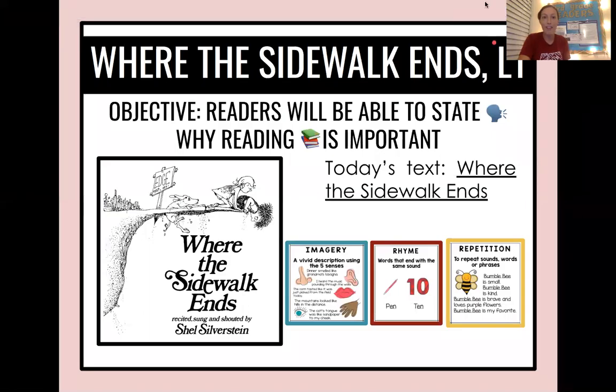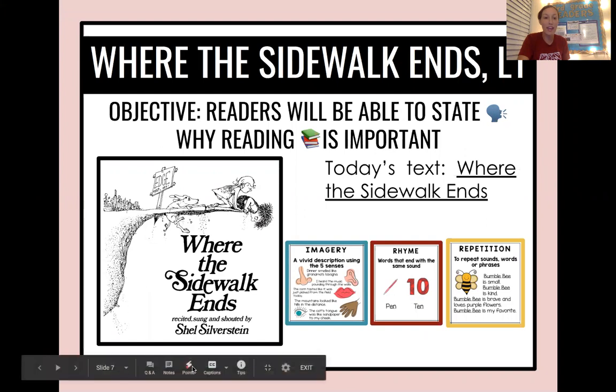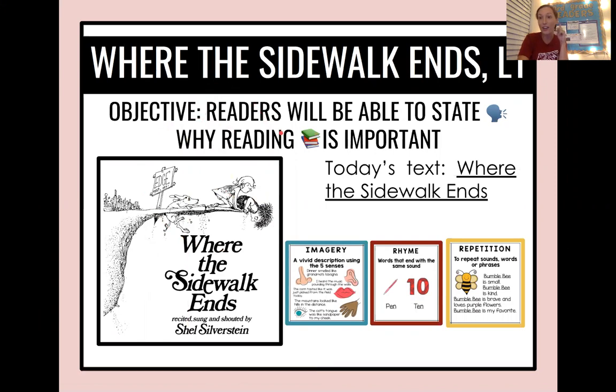Okay, friends, now that we are all ready to learn, we are going to talk about our objective and what we are reading today. So if you follow along with the red dot, your eyes are tracking and your ears are listening. Our objective for today is readers will be able to state why reading is important. Now, just like you see right there with the little emoji, when we say state, state means to say. So you should be able to say by the end of this lesson why reading is important.